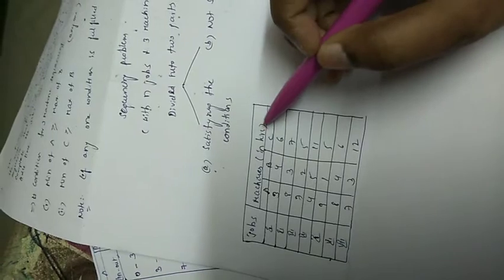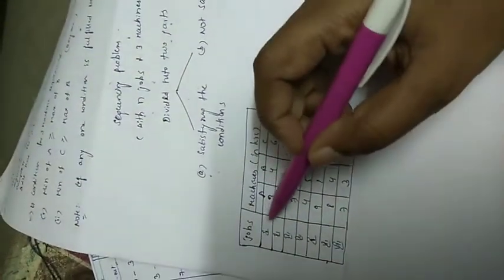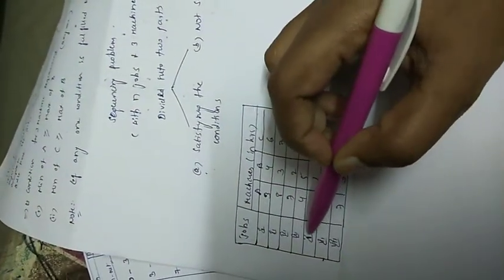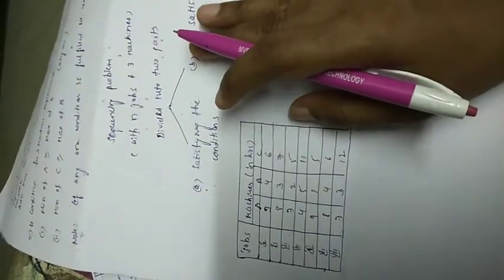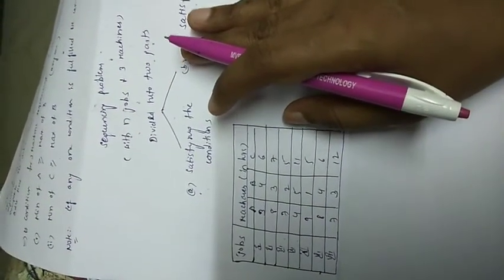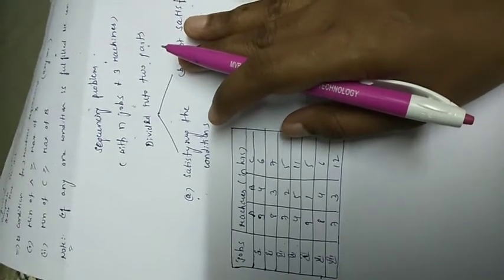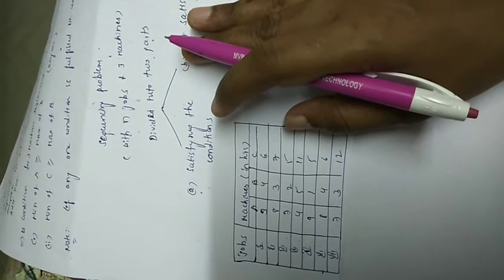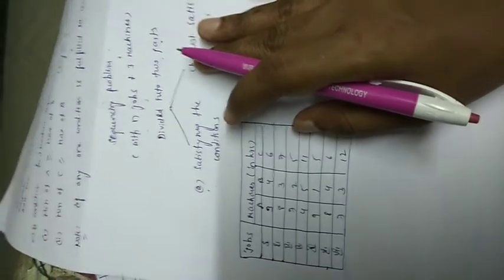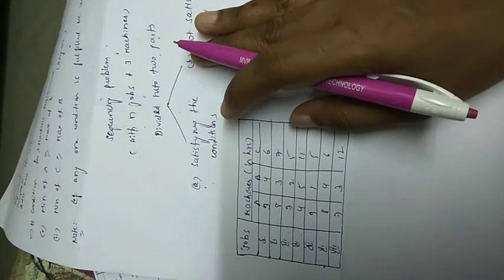We have 3 machines A, B, C. The machine times are in hours, and the jobs are 1, 2, 3, 4, 5, 6, 7. Those are all the jobs and those are the machines. In the previous class we solved N jobs 2 machines. That is easy: first we take the sequencing, then we calculate the total idle time and the idle time for each machine A and B. So here there is an extra machine given, that is machine C. So how are we going to solve it when 3 machines are given?